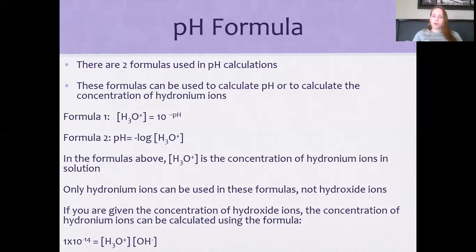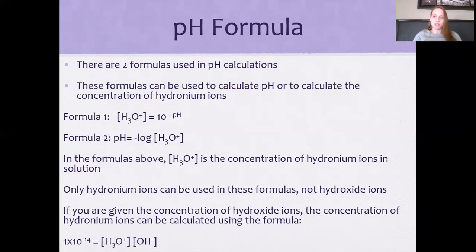There are two different formulas that we can use to calculate pH. The first is that the concentration of hydronium ions is equal to 10 to the power of the negative pH value. We won't be using that one very often though. More often we will be using the second pH formula, which is pH equals the negative log of the concentration of hydronium ions.